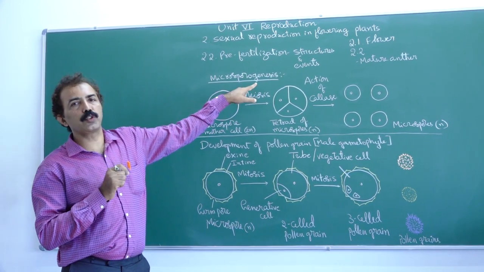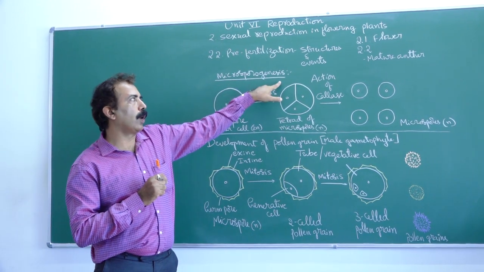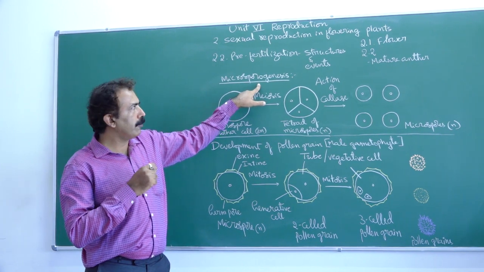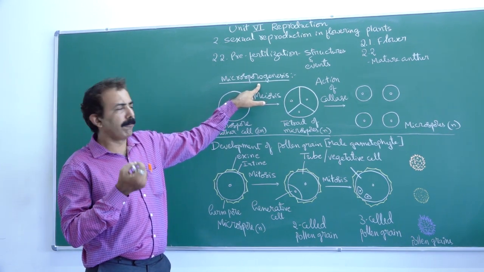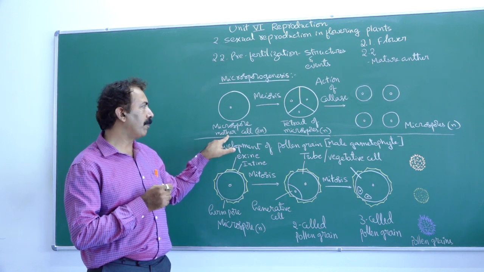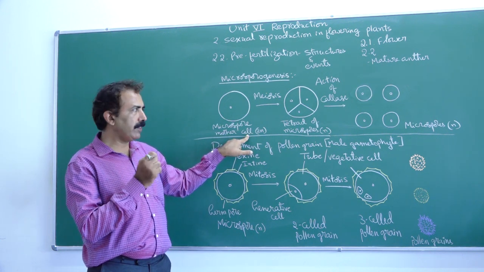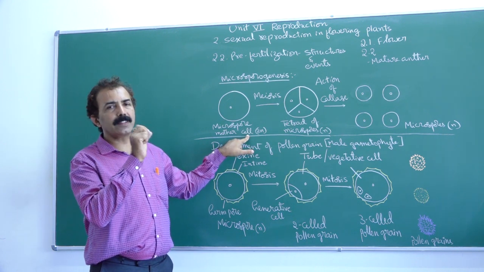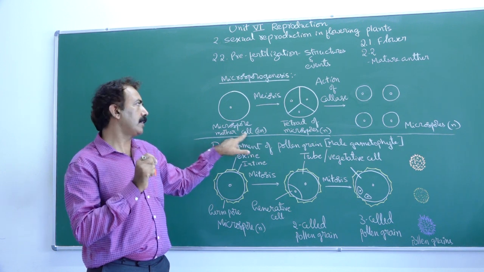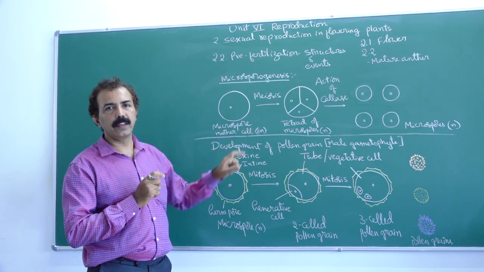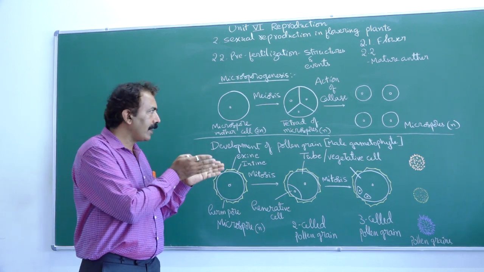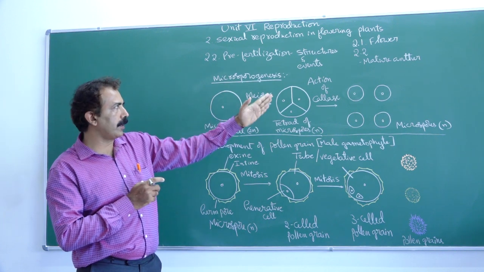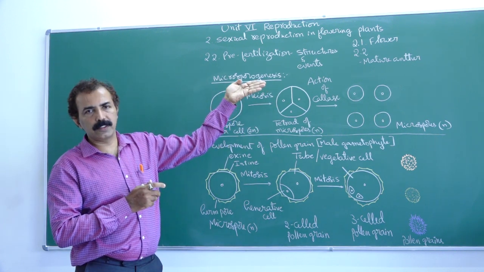Genesis refers to production. Production of what? Production of microspores from microspore mother cells. In the previous diagram, you observed that the anther encloses a number of cells, and each cell I labeled as microspore mother cell. So let us take a link from that and understand what happens to one cell during microsporogenesis.